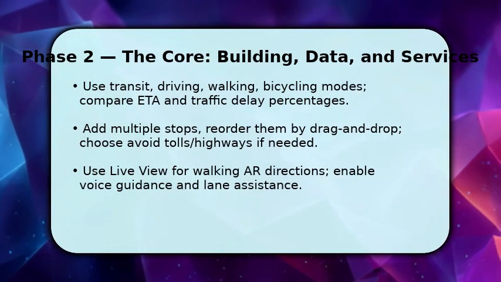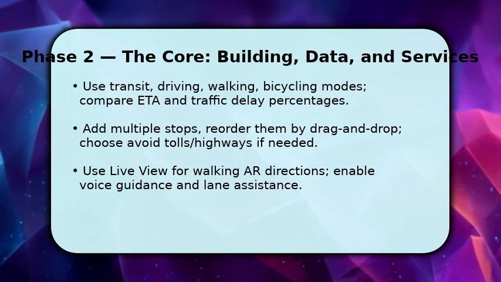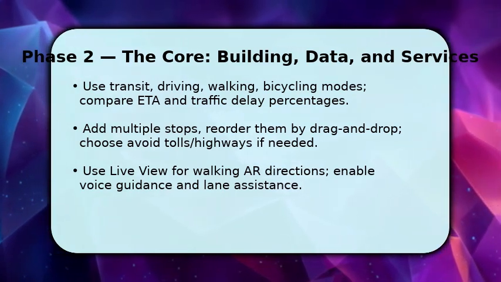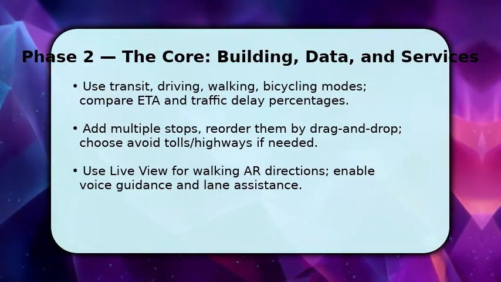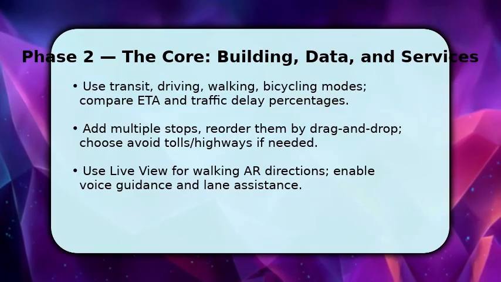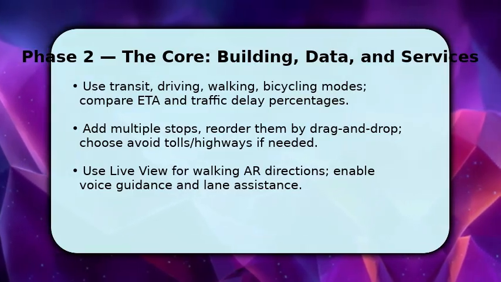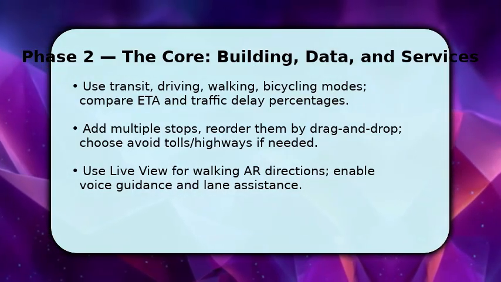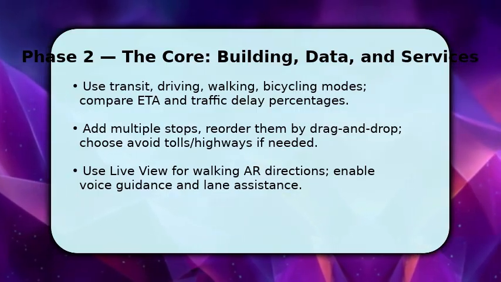You now plan the route. Select driving, transit, walking, or bicycling and compare ETA so you pick the fastest or safest option. Then add multiple stops and reorder them by dragging. This lets you optimize a trip with errands. Make sure to tap route options to avoid tolls, highways, or ferries when required.